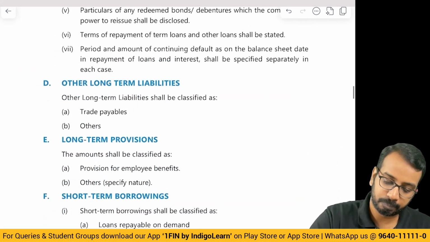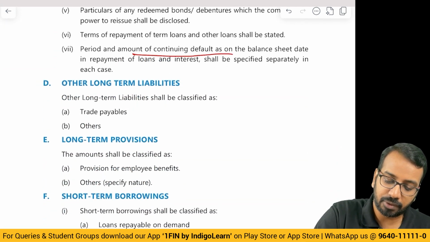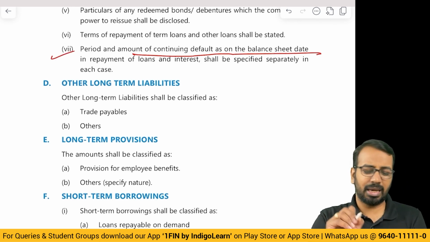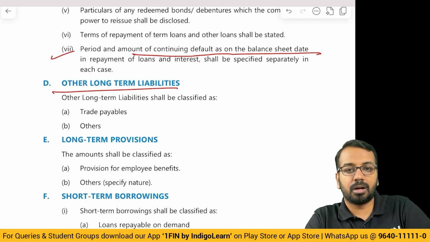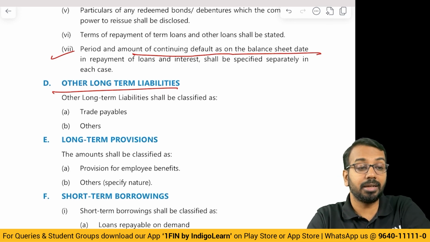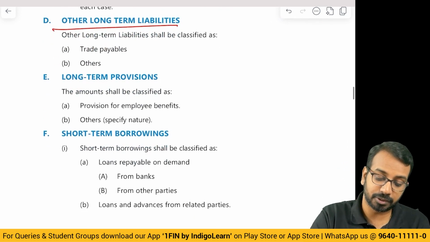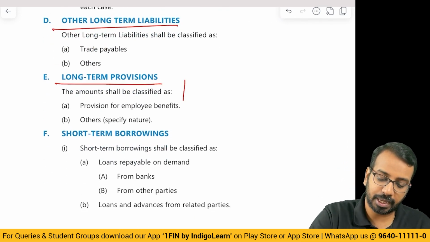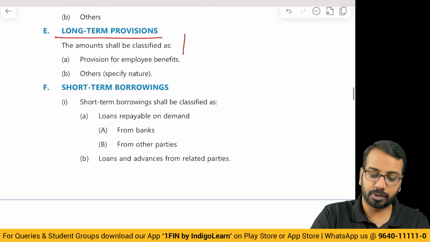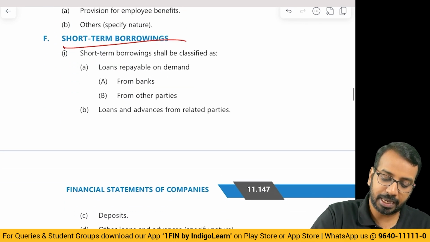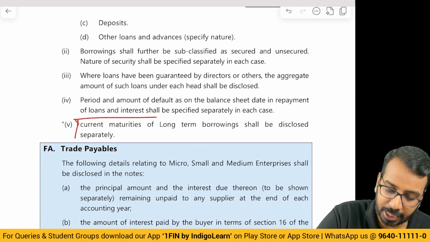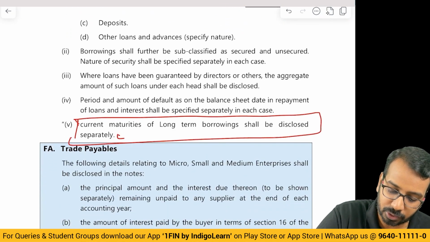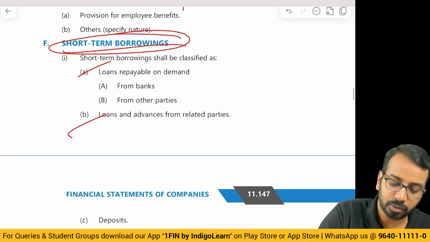Okay. Then if there is any continuing default as on the balance sheet date, you have to disclose. Again, not very important. Then you have other long-term liabilities, which are other than what you have put under current liabilities. Long-term provisions, again, which is given as long-term provision. Short-term borrowings, again you have loans, related parties, same stuff. One thing is, this is very important, current maturity of long-term borrowing shall be disclosed separately under short-term borrowings.